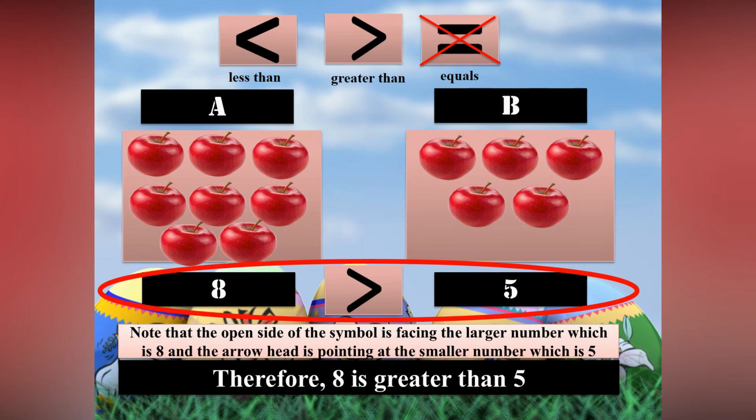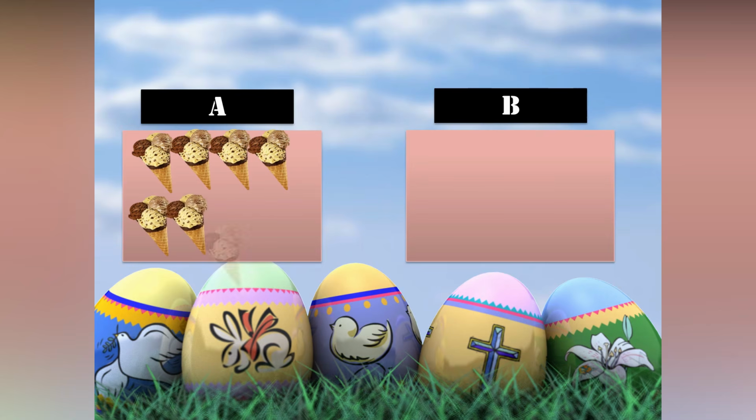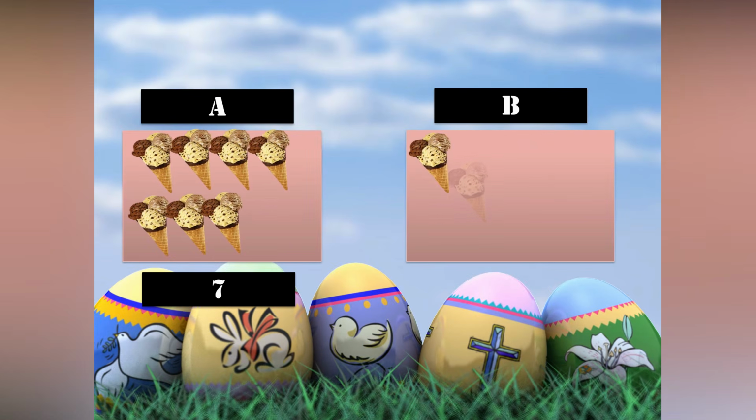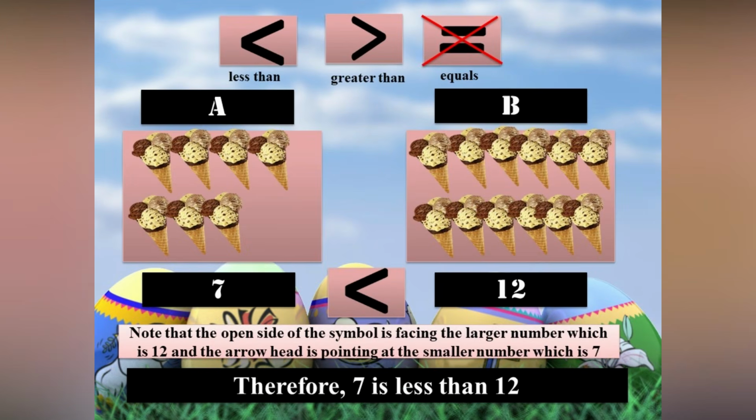Let's have another example. Let's count the number of ice cream in set A. 1, 2, 3, 4, 5, 6, 7. There are 7 ice cream in set A. While on set B, 1, 2, 3, 4, 5, 6, 7, 8, 9, 10, 11, 12. There are 12 ice cream in set B.